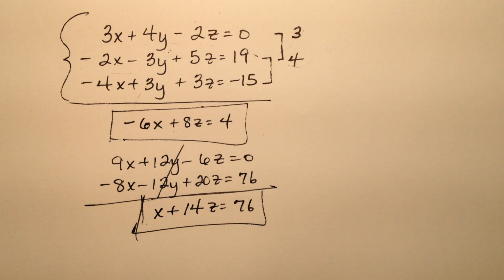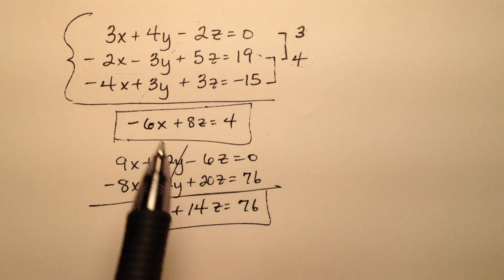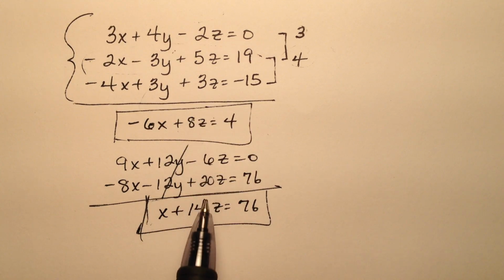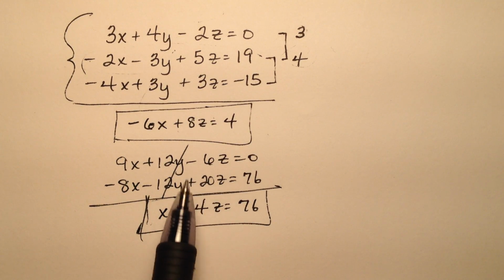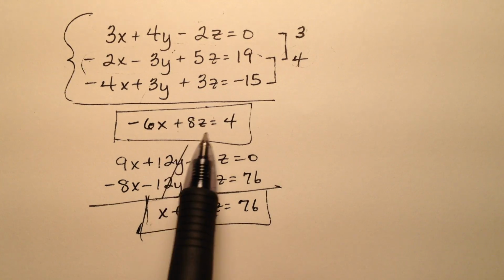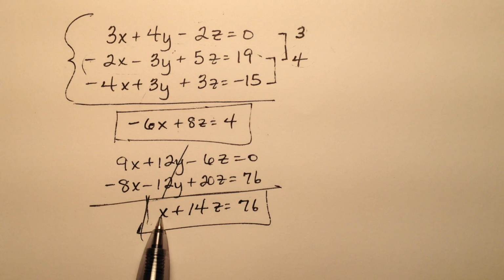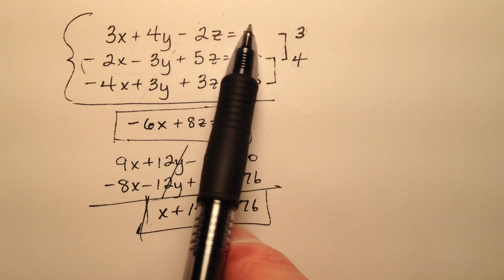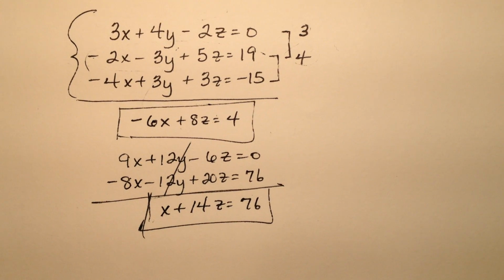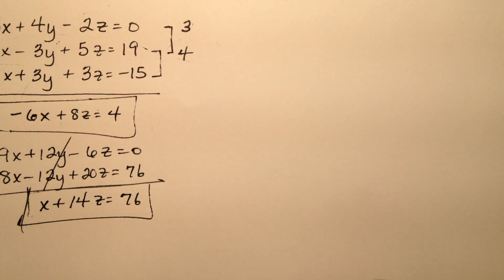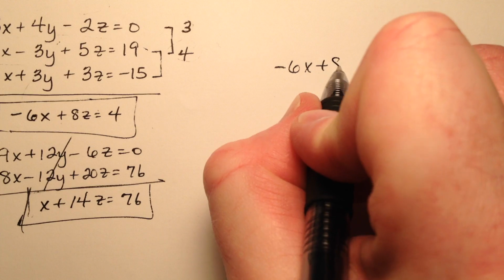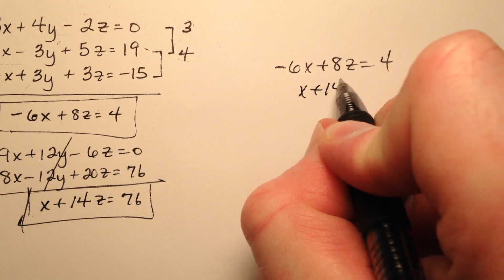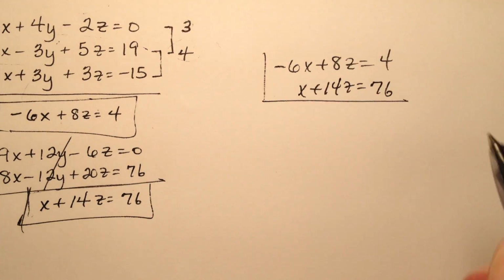Okay, let's talk for a moment about what we've just done. We started with a system with 3 equations, and we have whittled it down now to a system with 2 equations and 2 unknown values, so just x and z with both of these. So I could use elimination or substitution on these in order to solve for x and z, and then ultimately plug those in and solve for y back here. So I'm going to go ahead and move over a little bit and rewrite these equations. Negative 6x plus 8z equals 4. And then I have x plus 14z equals 76.